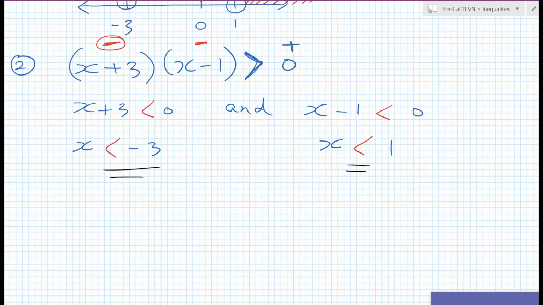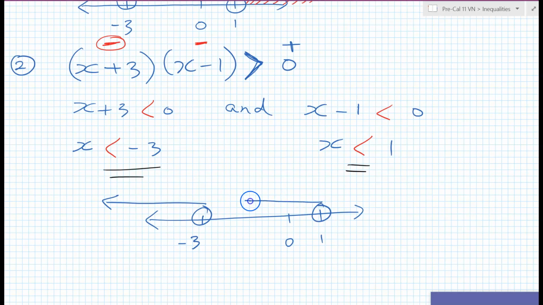Now let's put them on a number line. This is 1, this is 0, and negative 3. Now we're looking at all the values less than negative 3 on this side, and everything that is less than 1. Now, which of the two includes the other? Well, this one does, right here. Anything that is less than negative 3 is also less than 1. That means the solution is x less than negative 3.